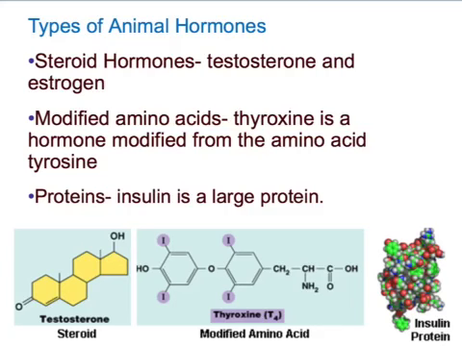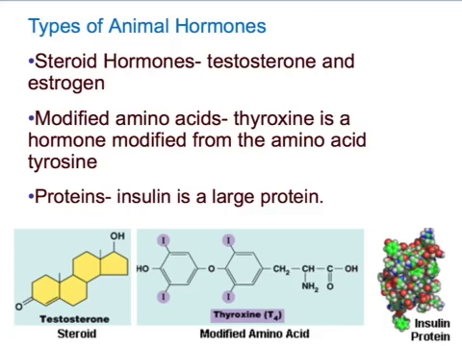So let's talk about what these hormones can look like. Specifically, we'll talk about animal hormones. Animal hormones will come in three forms. There are steroid hormones like testosterone and estrogen. And since they're steroid, that means they are lipid-based.